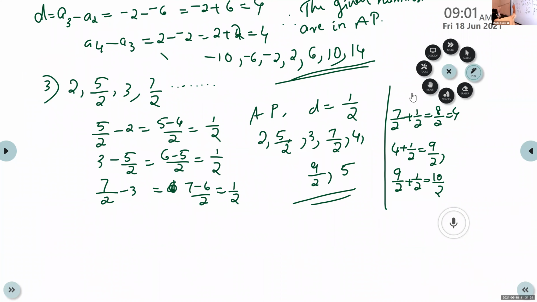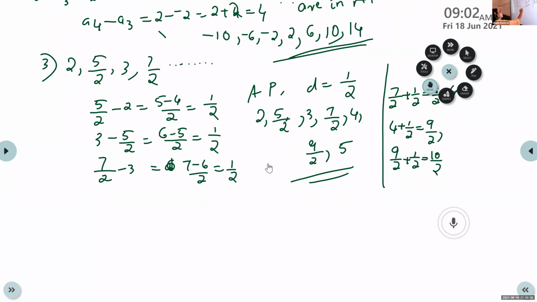Just subtract the second term minus the first term: 5 by 2 minus 2 is 1 by 2. Or 3 minus 5 by 2, that also is 1 by 2. Or 7 by 2 minus 3, that also is 1 by 2. So D is 1 by 2. Now write the next three terms. Up to 7 by 2 they are given. Now 7 by 2 plus 1 by 2 is 4. 4 plus 1 by 2 is 9 by 2. 9 by 2 plus 1 by 2 is 5, that's 10 by 2.